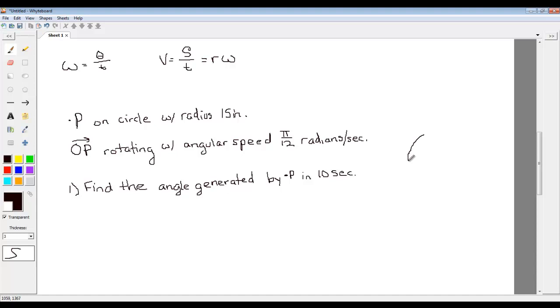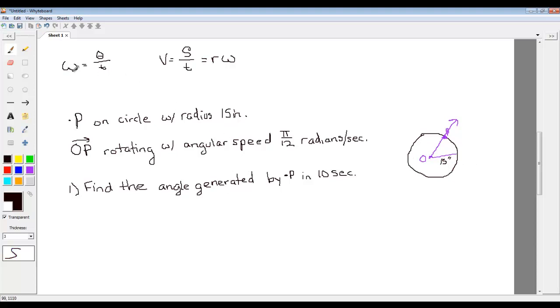So we have a circle, we have some point P on the circle, the circle has a radius of 15 inches, and the center is O, the origin. OP, this ray here, is rotating around the circle with an angular speed of pi over 12 radians per second. So it's moving in a counterclockwise direction, pi over 12 radians every second. And the radius of the circle is 15 inches.